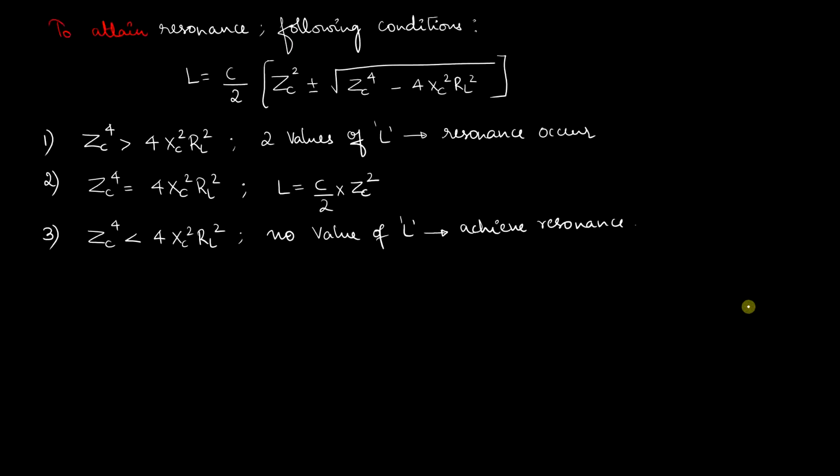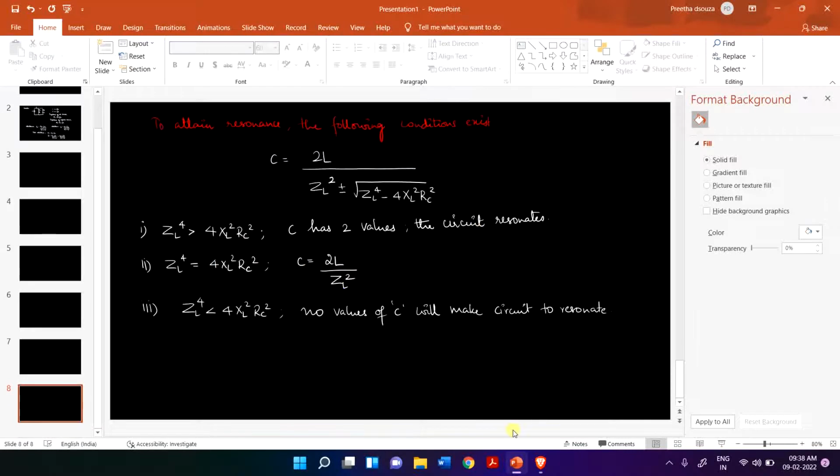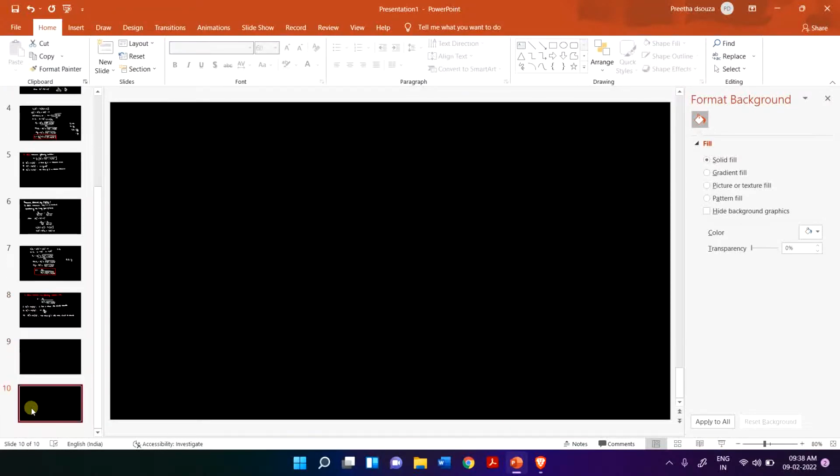Now, in the two branch parallel circuit, we have seen what happens if we vary the inductor and what happens if we vary the capacitor. Now, let us see how we can attain resonance by varying RL and RC. Resonance obtained by varying RL or RC.